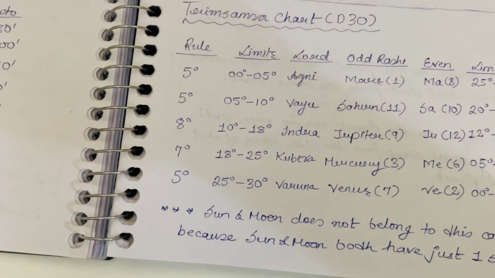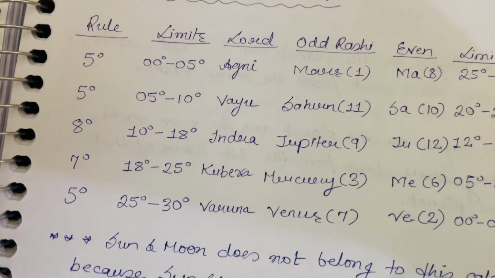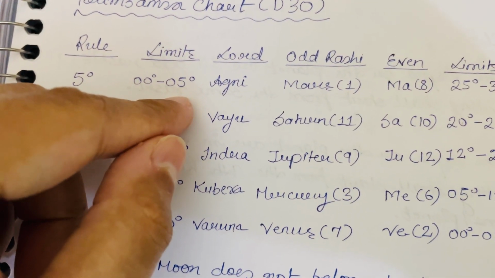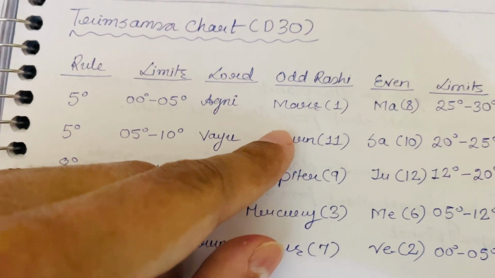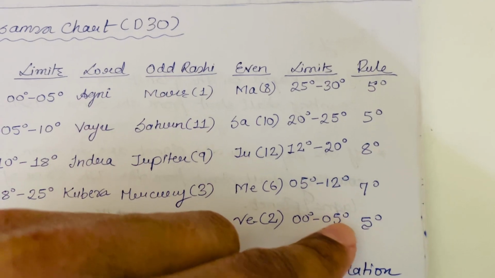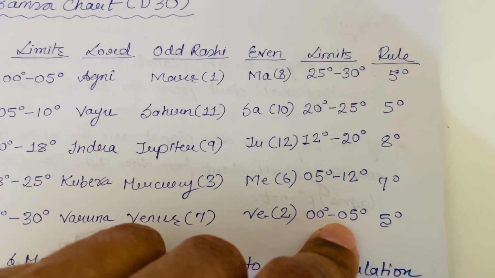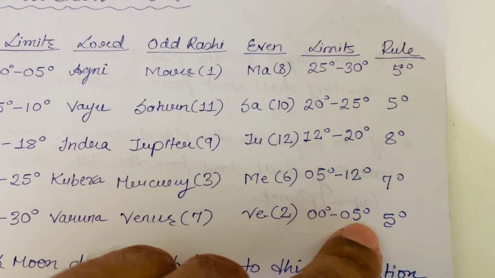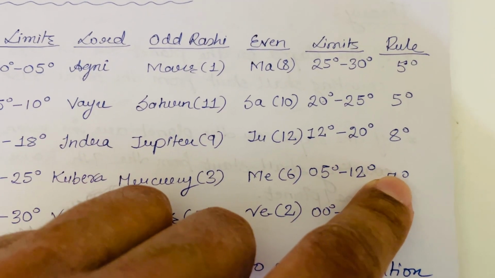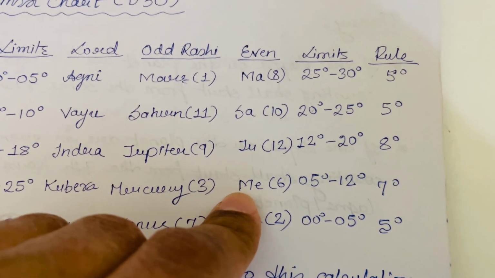Now, similarly, as we had a particular Rashi ruling a particular limit or Trimsamsa for the odd Rashis, we have the same concept for the even Rashi also. If you want to start from here, start from here. So 0 degrees to 5 degrees, remember, for the even Rashi, this will be ruled by Taurus. The lordship is Venus. From 5 degrees to 12 degrees, for an even Rashi, it will be ruled by Virgo. Lordship is Mercury.